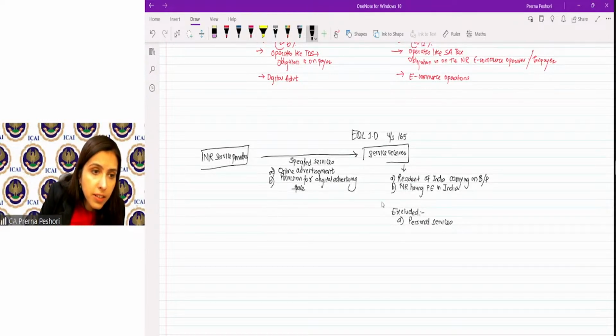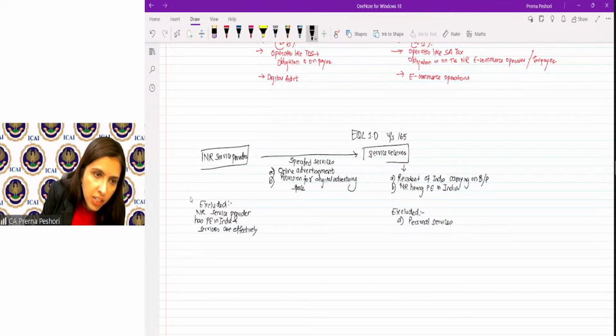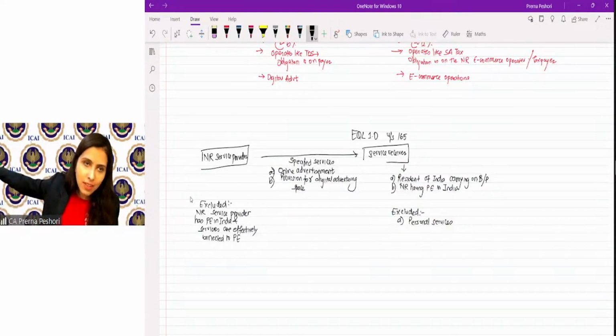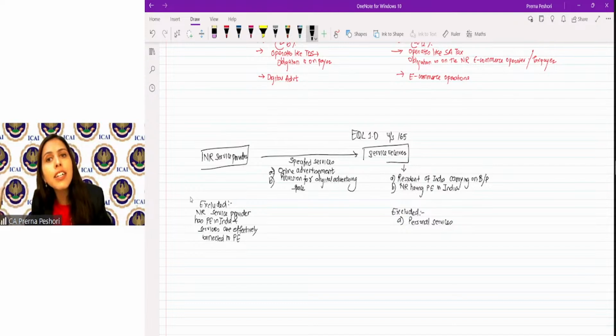And here there is also an exclusion: if the non-resident service provider has a PE in India and services are effectively connected to the PE, equalization levy will not be applicable. Why? Because if a non-resident service provider has a PE in India, then automatically you will go to section 9. You will also have the business connection. When you're falling under the Income Tax Act itself, then why do you come to equalization levy? Are you getting that point?